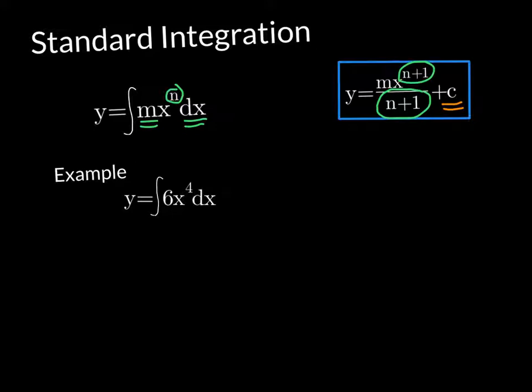So let's look at an example where y is equal to the integral of 6 multiplied by x to the power of 4, and we're integrating with respect to x. So y is then equal to the integral of, well, the 6 just stays the same, and then the integral of x to the power of 4 is just x. The 4 becomes a 5, and then we divide the whole thing by the new power of 5. Don't forget to add on at the end our constant of integration. So that is our final answer for that example.